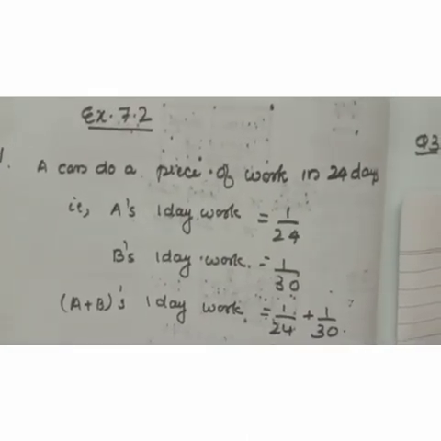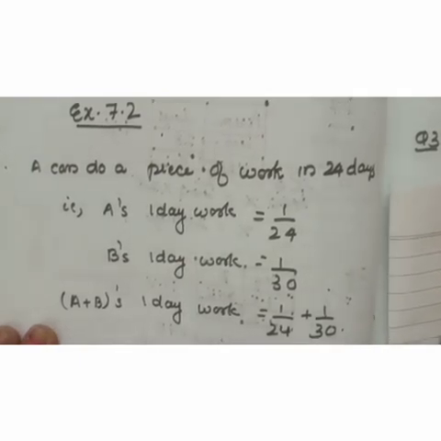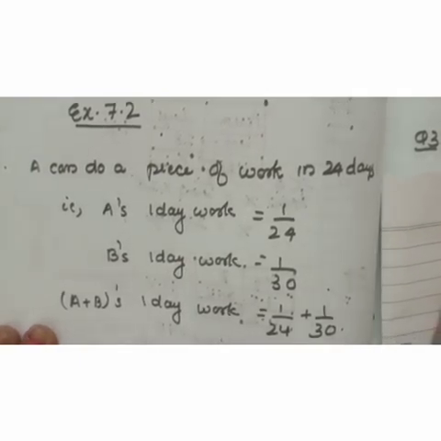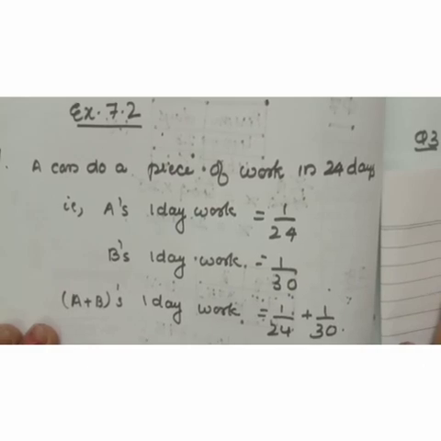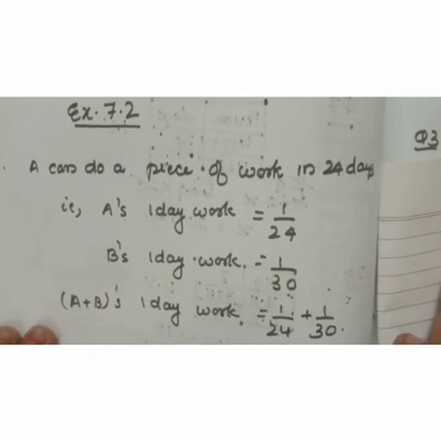Exercise 7.2 is also only time and work, inverse variation, but like exercise 7.1 we can't do this problem. That one will be complicated in that method. This time we will use another method, that is the solution method we will choose.